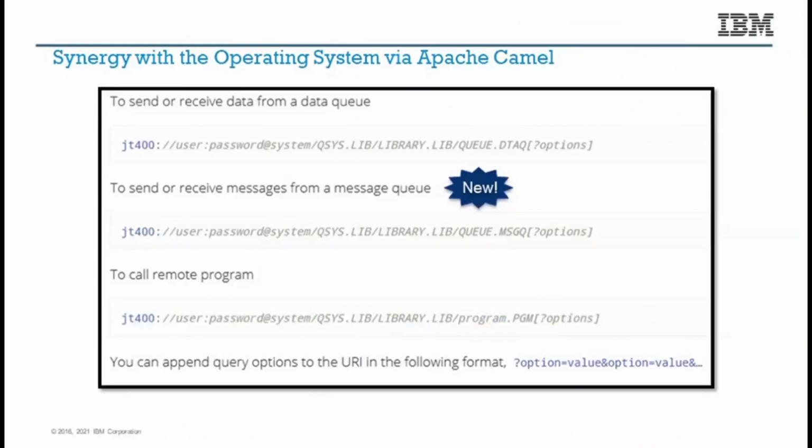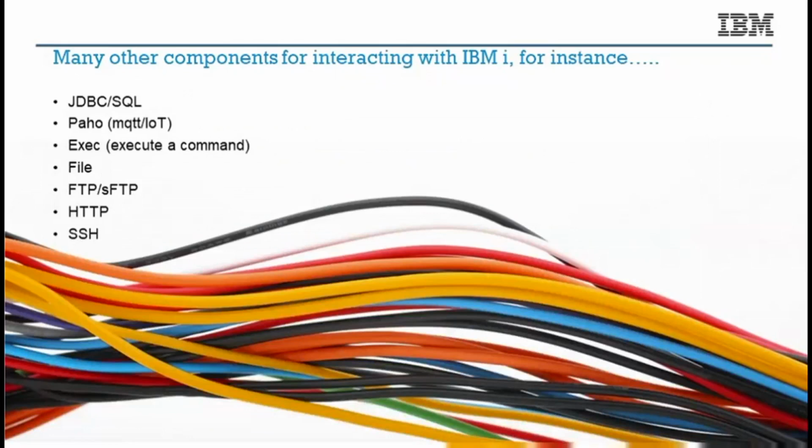So if you want to interact with data queues or message queues on IBM i, which is relatively new, IBM added that last year, perhaps the year before, you can interact with message queues on IBM i, or you can even call IBM i programs directly from within these Camel routes as well. So very tight integration with IBM i is available in Apache Camel. But that's not the only component you can use for interacting with IBM i. There's probably a couple dozen components you can use to interact with IBM i things.